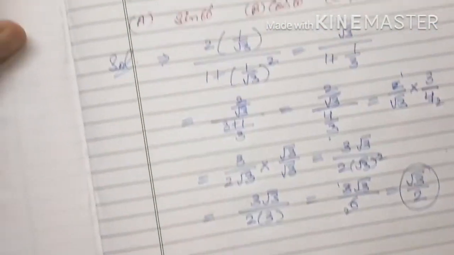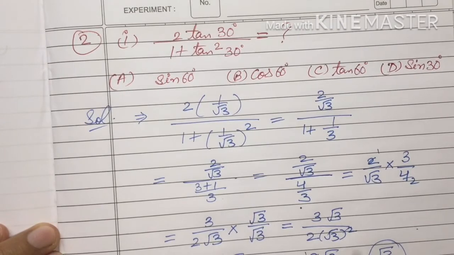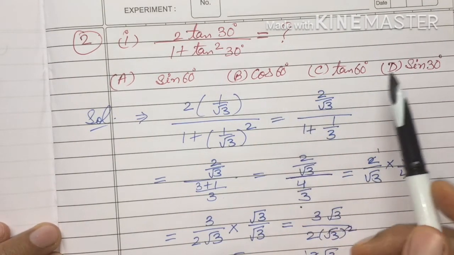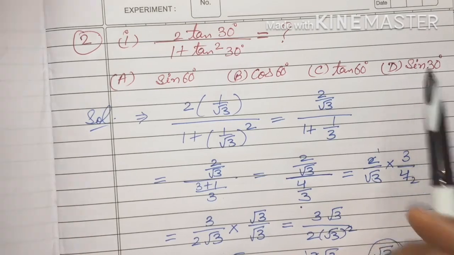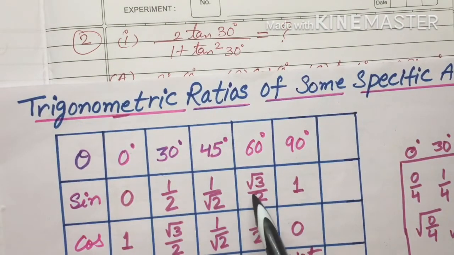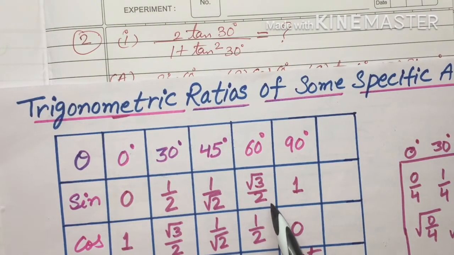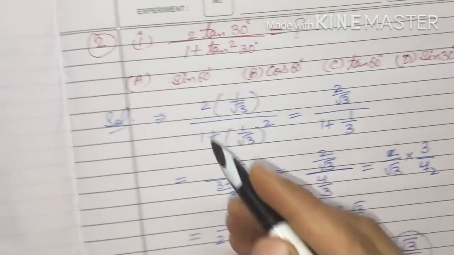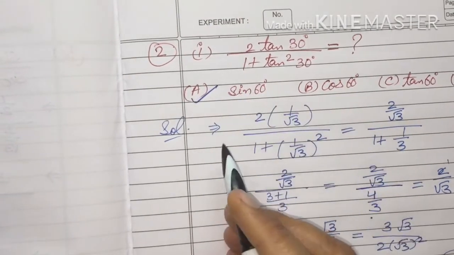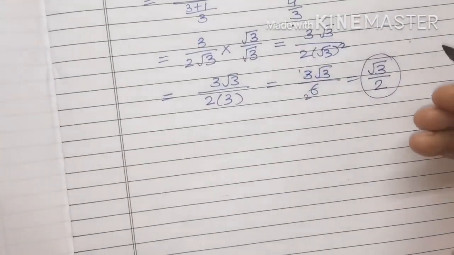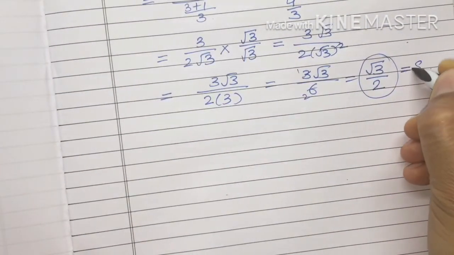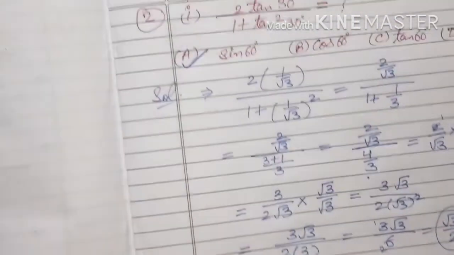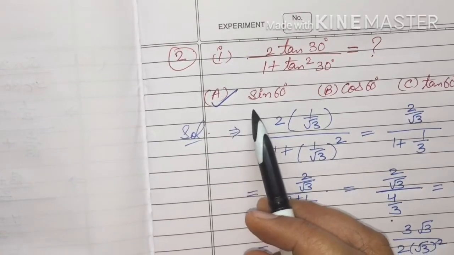So let's check which options are given. Sine 60 is given, cos 60 is given, and sine 30 is given. According to our value, sine 60 is root 3 upon 2. So we will tick that A option, because this root 3 upon 2 is equal to sine 60 degree. So we will choose the first option for the first part.